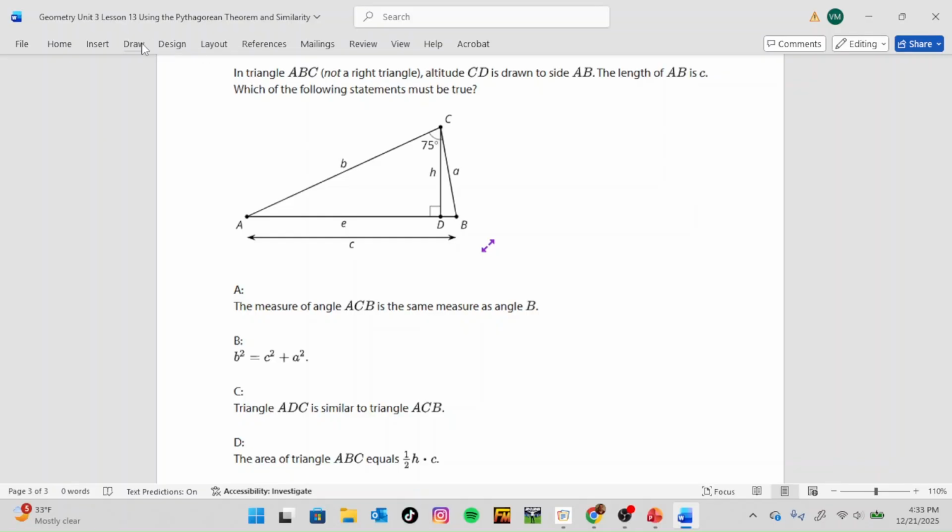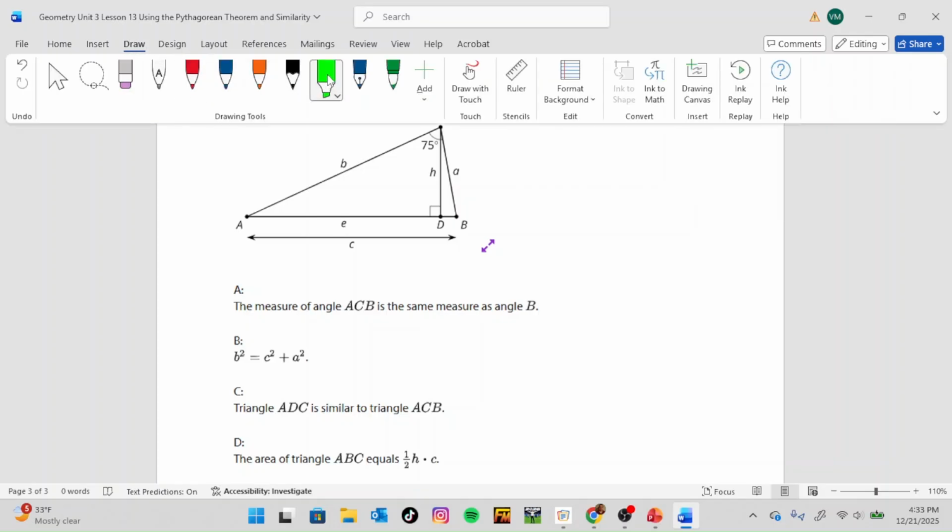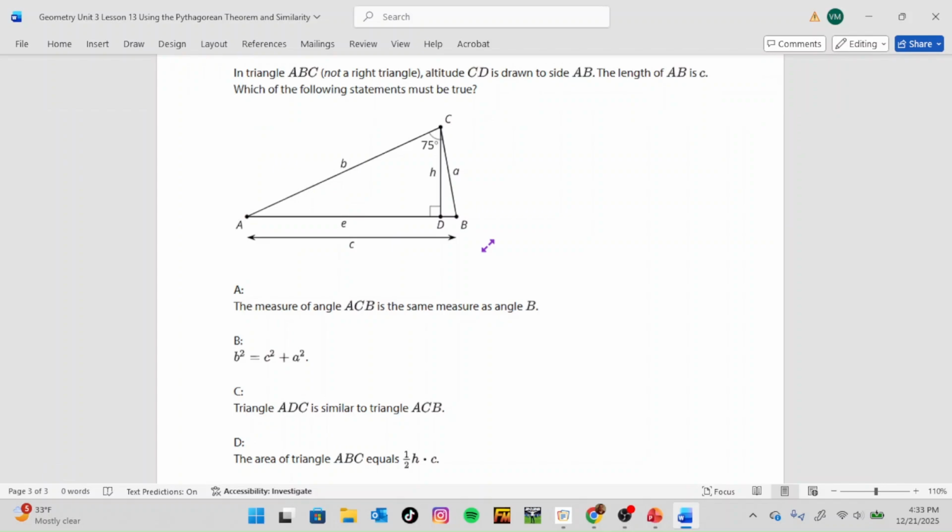So it's always a good thing to highlight some key information that they give you here. So the first thing that I would highlight is remembering that it specifically states right here, this is not a right triangle, and that's going to make a difference.